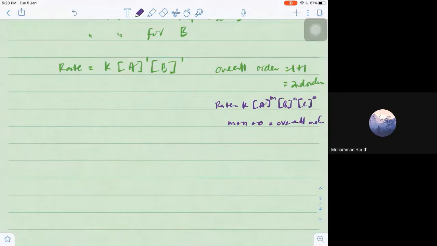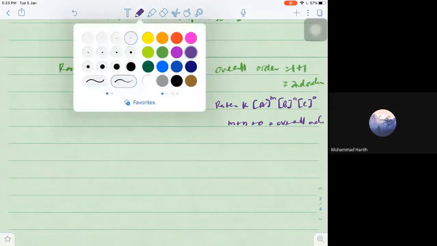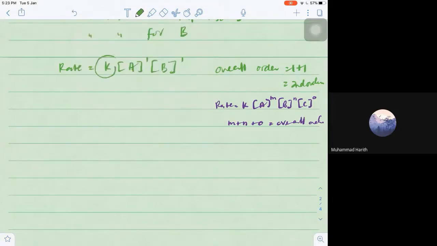Now, coming back to this reaction, we have the order, so we can calculate the rate constant, the K value. How to calculate the K value? Just choose any one experiment that we have in the table, and then make K the subject. Since we want to know the K value, make it the subject. So K is equal to, and we can choose any experiment that we want.